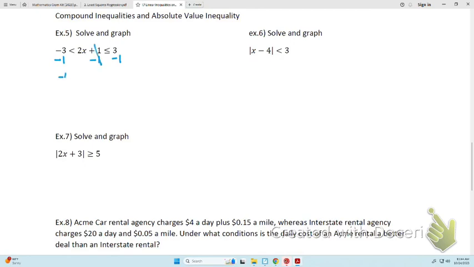And we end up with -4 less than 2x less than or equal to 2. Then you halve everything, and x will be all by itself. Am I dividing by a negative? Nope. We do not have to flip the inequality. So our graph looks something like this.